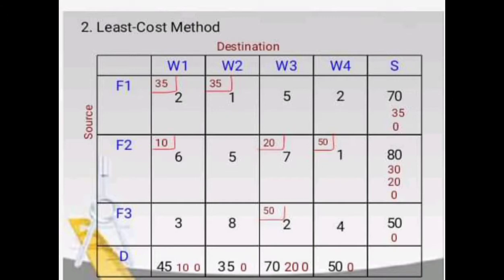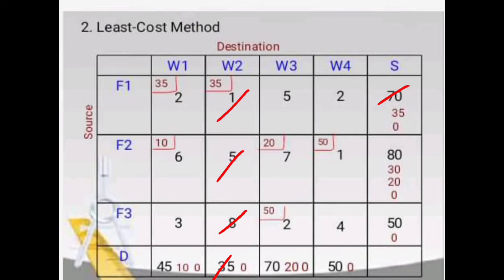And then from the supply we have 70, and from the demand we have 35, and the lesser value is 35, so we allocate 35 here. And then cancel 35, and 70 minus 35, we have a remaining of 35 because the demand has been satisfied. So we will cancel these following cells.